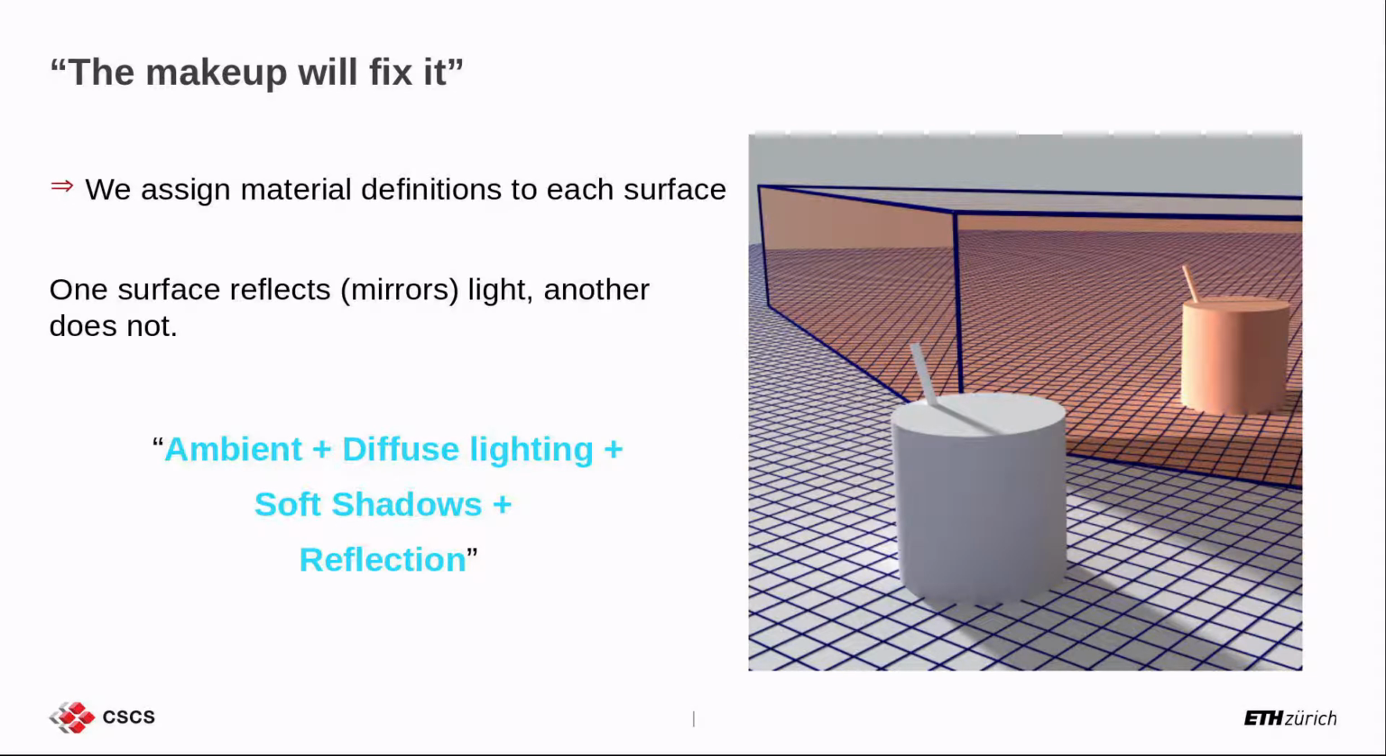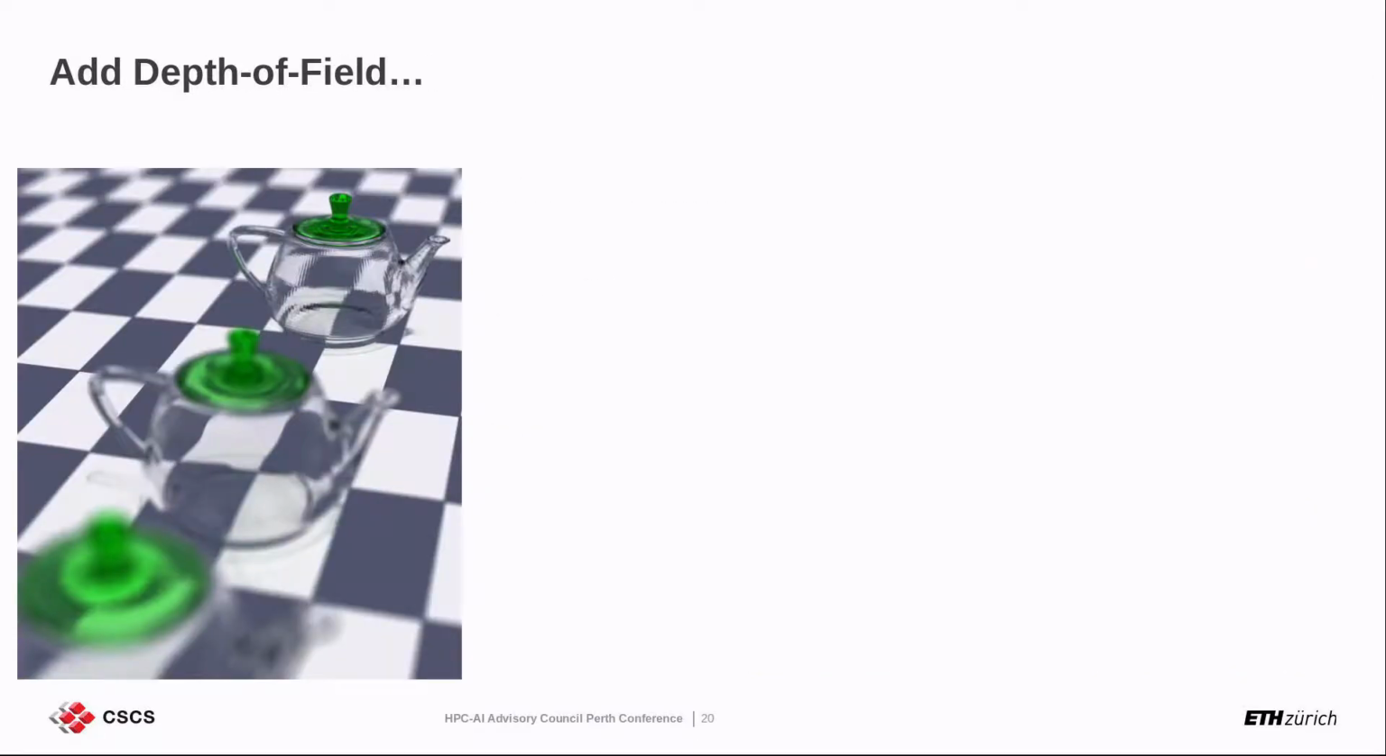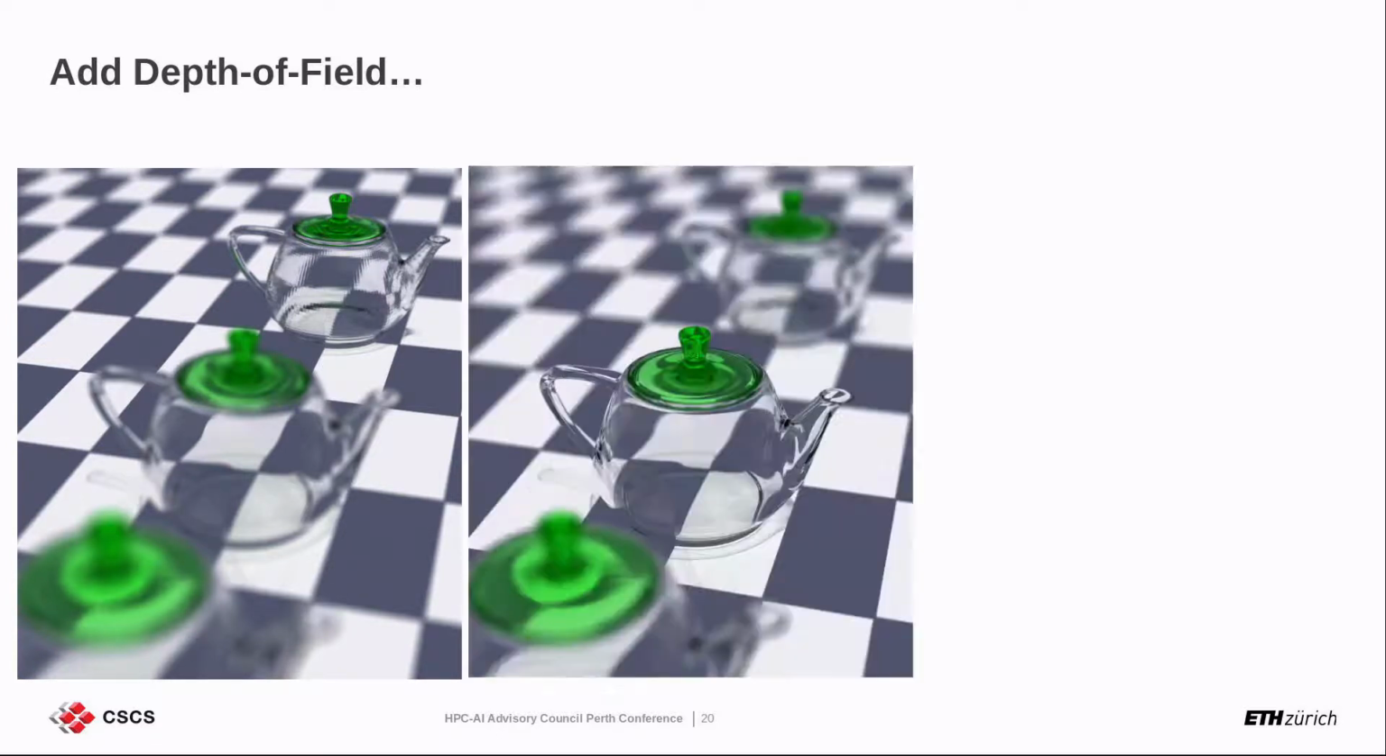Now, as you know, often the makeup will fix it. It's enough to change the properties of the material to make it reflective. And at this point, we have ambient, diffuse, soft shadows, and reflection. And we're almost there to the full requirements, but we also need depth of field.